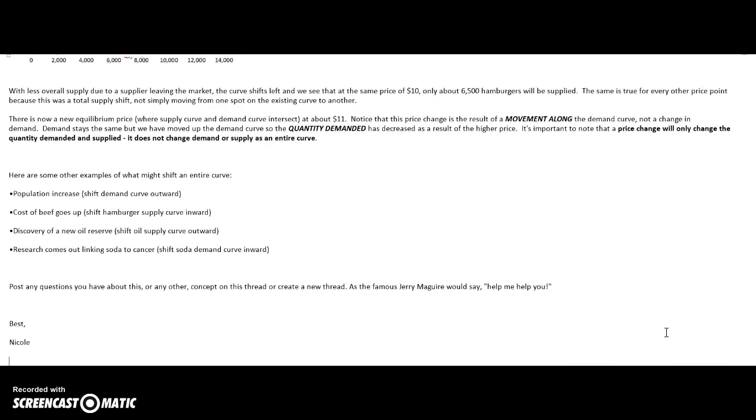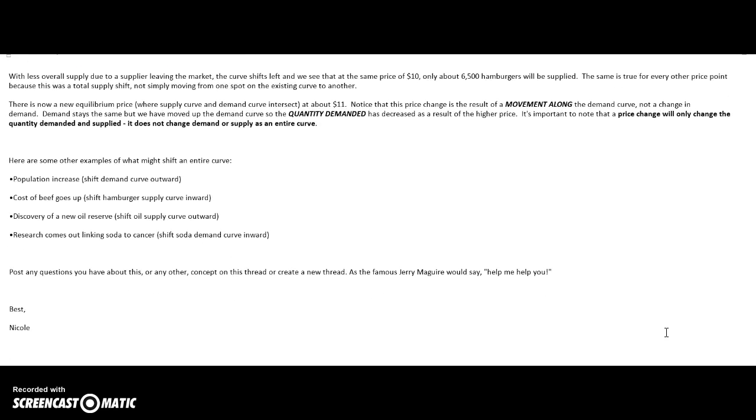And then here are some other examples of what might shift the entire curve. A population increase will shift the demand curve outward. There are more people demanding things, so that shifts everything out. In this case with the hamburgers, if the cost of beef goes up, then that will shift the supply of hamburgers inward again. When input costs go up, that decreases the supply curve. Suppliers just can't make as much profit, so they can't produce as much.